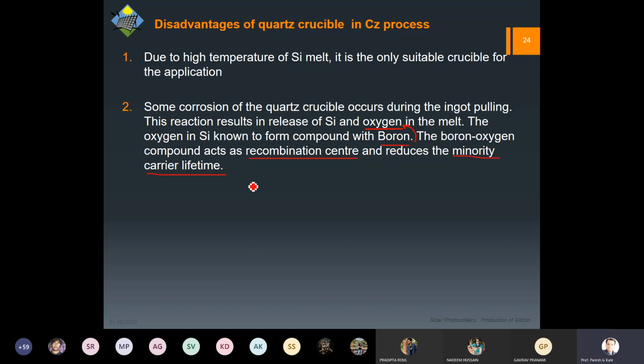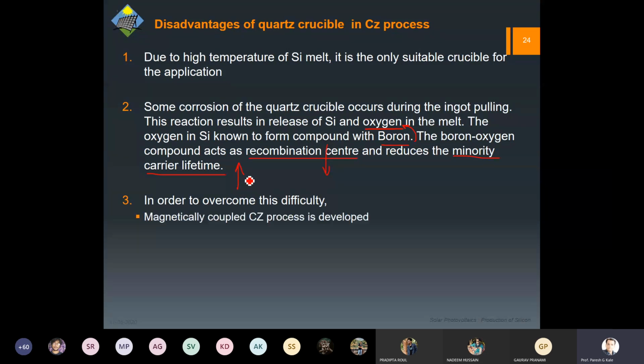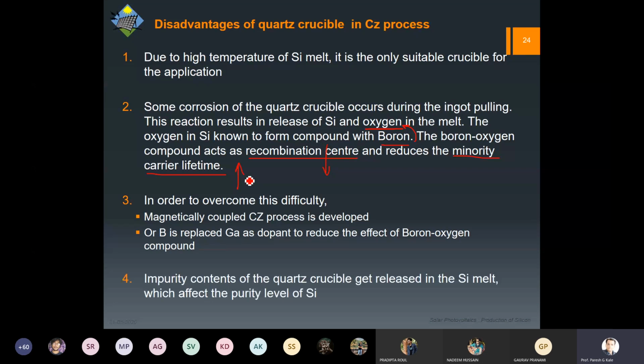So if we want a good device, it doesn't matter whether it is a processor or a solar cell, we want recombination to be low, such that the minority carrier lifetime is quite high. To avoid such compounds acting as recombination centers, instead of just heating, you can couple it with a magnetically coupled process, so the contact is minimized. And instead of boron, it can be replaced by gallium as a dopant, which does not react with oxygen, so there is no question of B2O5 or something like that.